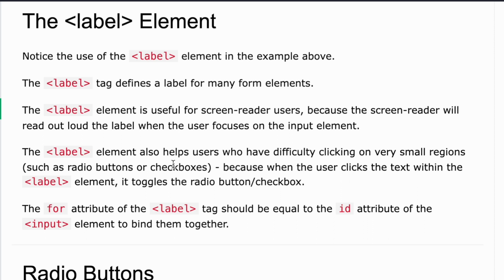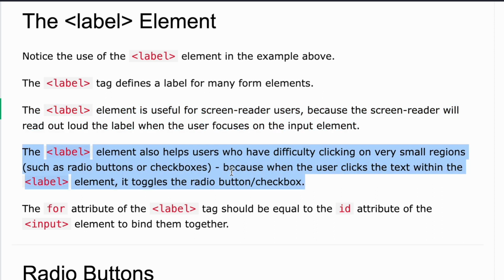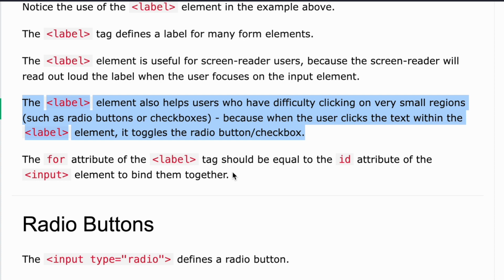Notice the use of the label element in the above example. The label tag defines a label for many form elements. The label element is useful for screen reader users because the screen reader will read out loud the label when the user focuses on the input element. The label element also helps users who have difficulty clicking on very small regions such as radio buttons, checkboxes, etc. Because when the user clicks the text within the label element, it toggles the radio button or checkbox.